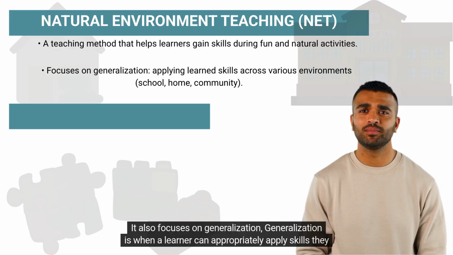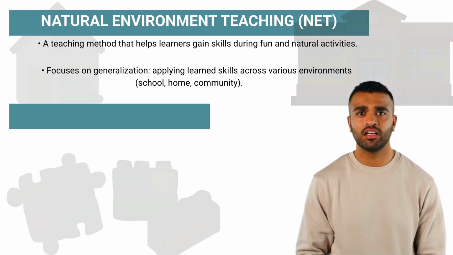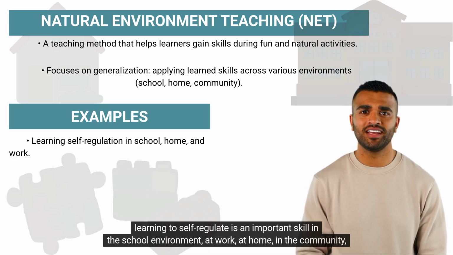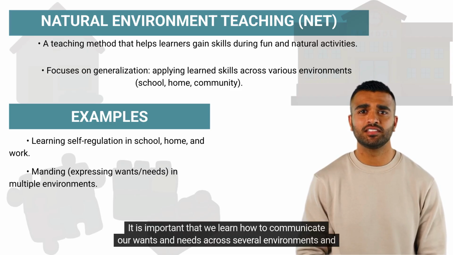Generalization is when a learner can appropriately apply skills they learned in one environment to other environments, even new and unfamiliar environments. For example, learning to self-regulate is an important skill in the school environment, at work, at home, in the community, and in many other environments. Another example is manding. It is important that we learn how to communicate our wants and needs across several environments and not just one.